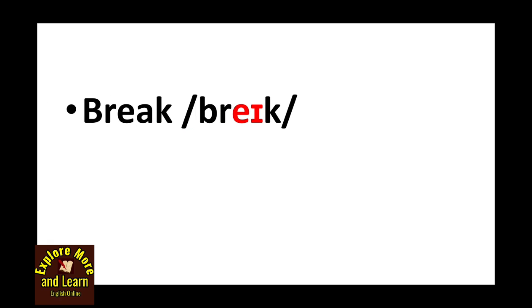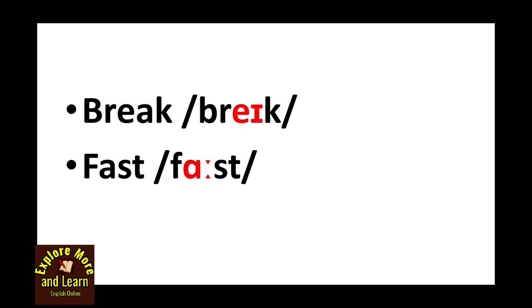I'll tell you how. If you pronounce this word, how will you pronounce it? Break. And here, this letter A is pronounced as A. Okay? So, this is the symbol of the sound which we get here by this letter. Another word, when you pronounce it, how will you pronounce it? Fast. So here we have the sound A by this letter A. Okay, so here A and here A.